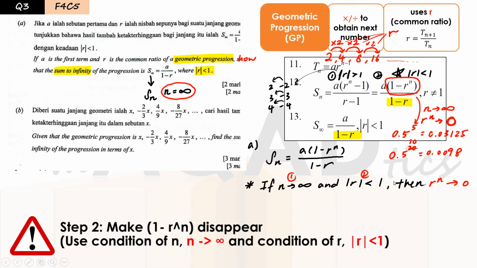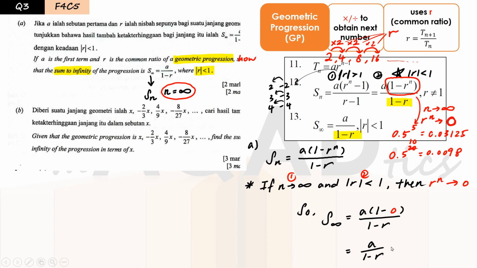If this is the case, then in our working, we can change the r^n here to be 0. And then we can show that the formula of S infinity is a over 1 minus r. And don't forget the condition at the back. For part B, we are given a geometric progression, and we need to find the sum to infinity of the progression in terms of x. So in our final answer, there will be x.